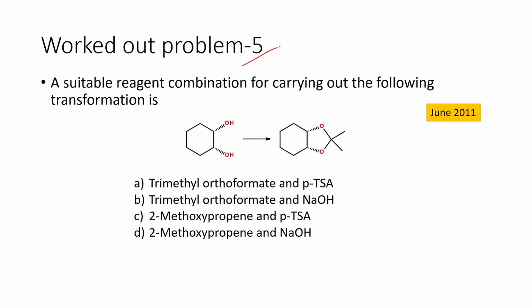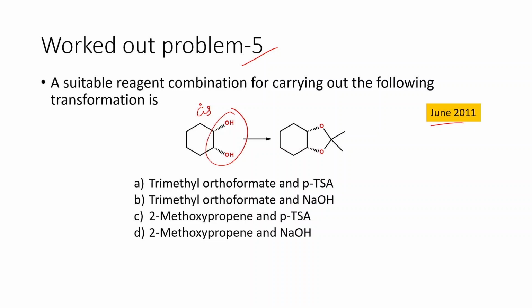So let us move on to the next problem. This was also asked in June 2011. A suitable reagent combination for carrying out the following transformation is: we have a diol. So a cis diol is given here, and this is actually protected as an acetonide, and we are going to see what is the right reagent that will be used for this particular reaction.